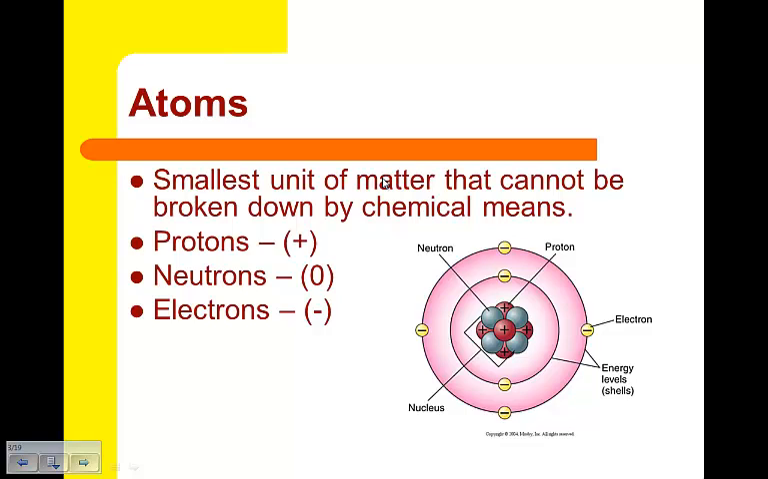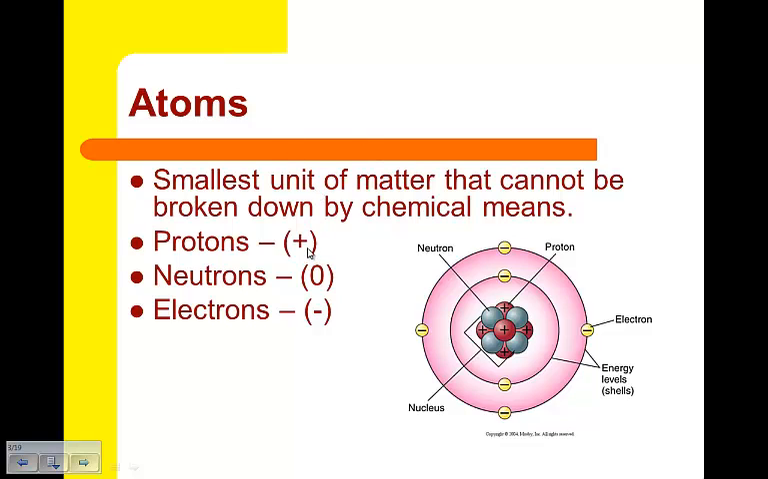Atoms are the smallest unit of matter that cannot be broken down by chemical means. As what we know of right now, just by ordinary means, the atom can't be broken down. It's made up of protons, neutrons, and electrons. Now, this probably doesn't sound new to you. I'm certain that you've heard it before, but let's do a little brush up here.